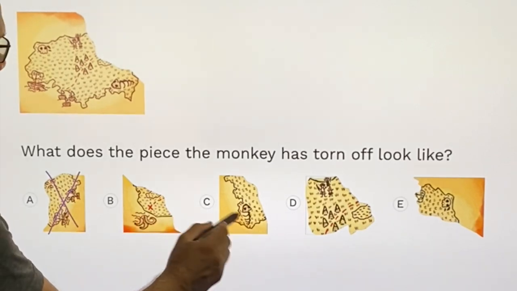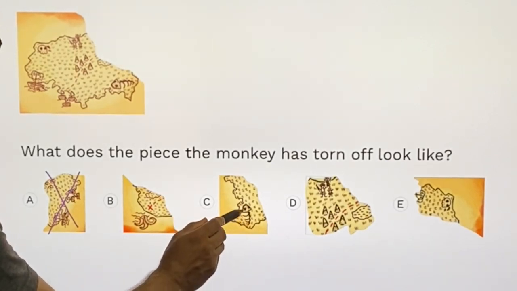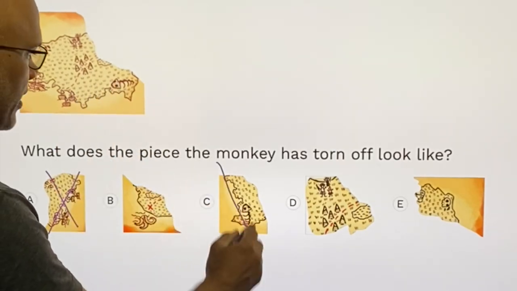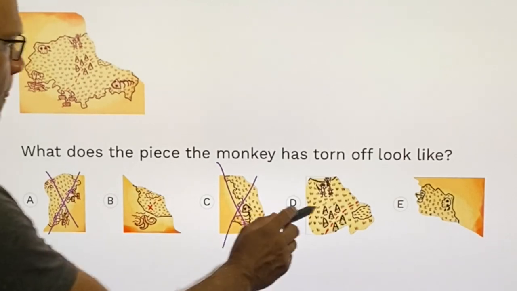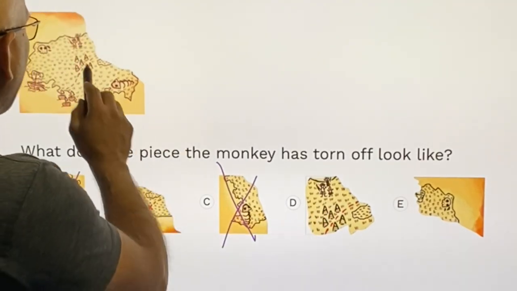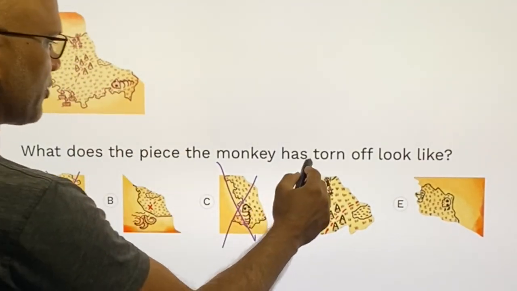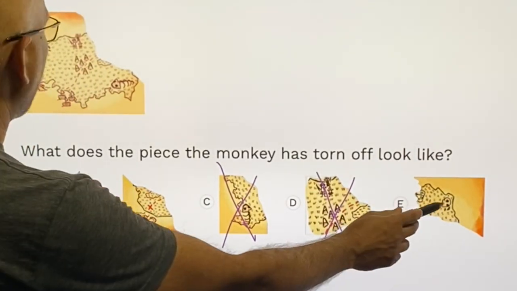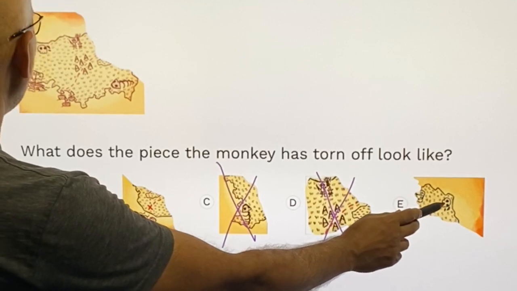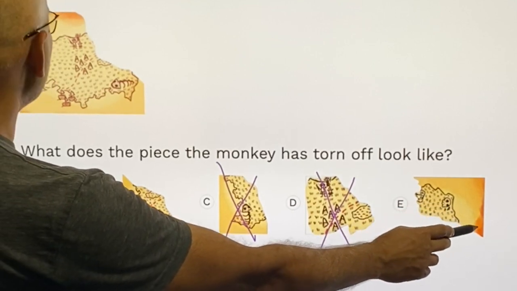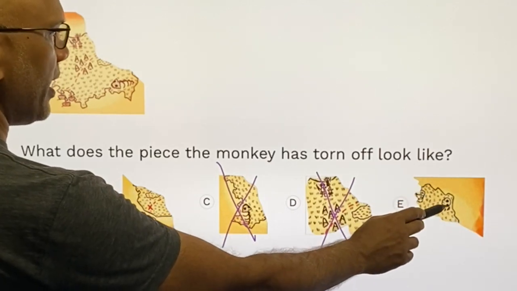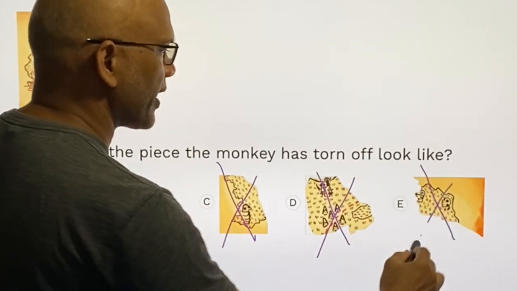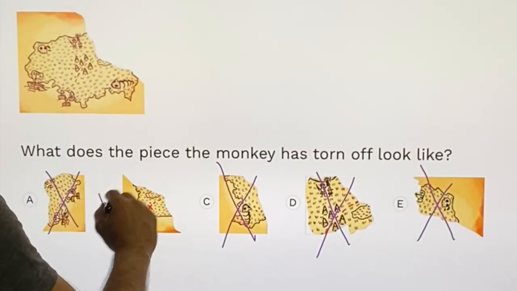So this looks like a good choice. Let me take a look at this. This one, I can see this picture here. So this doesn't look like a correct choice. For D, I can see that is coming from this part, so this is not a correct choice. For E, let me see. E looks like there's a little bit orange, but here, as you can see, this comes from this part here, so this is also not a correct choice. So B is the correct answer for this.